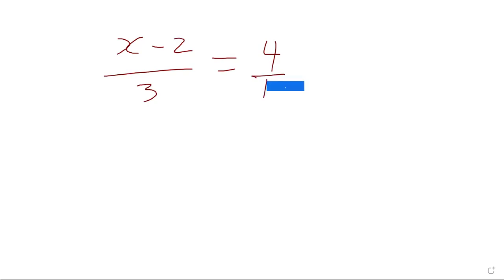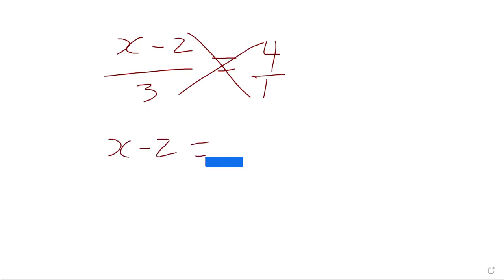So what about if we have x minus 2 divided by 3 equals 4? So x minus 2 as the numerator on the left divided by 3 equals 4. So the first thing I would do is write 4 over 1. And then I'm going to cross multiply. So x minus 2 times 1 is x minus 2. And then 3 times 4. x minus 2 equals 12.